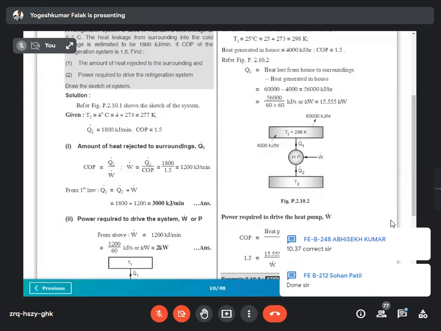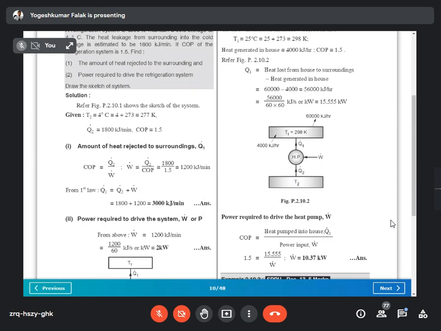10.37, correct. Okay, everybody get your answer. Thank you, Sohan. Yes, sir. Thank you, Yash. Remaining students, what is your opinion? You get the value 10.37, correct? Yes, sir. Okay. Can we proceed for the next numerical? Yes, sir. Yes or no? Please let me know so I can change the screen with you. Okay, just a minute. I will change the screen now.